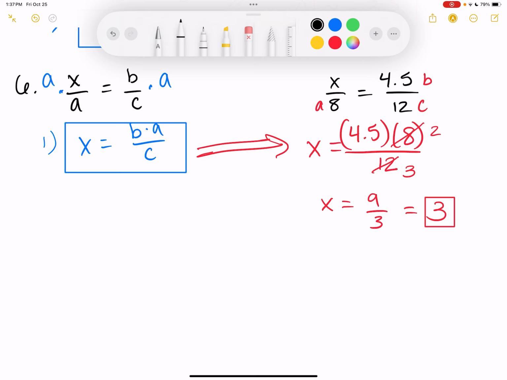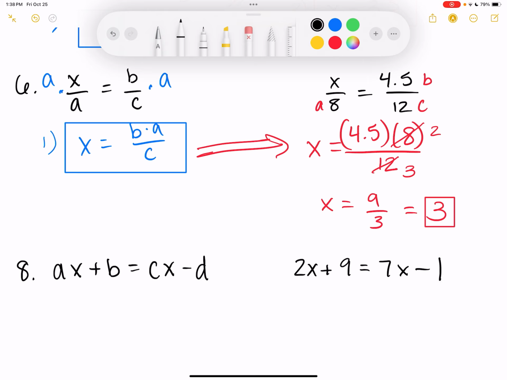Okay, one more of these ones. Number 8, AX plus B equals CX minus D. And then the other equation with numbers is 2x plus 9 equals 7x minus 1.